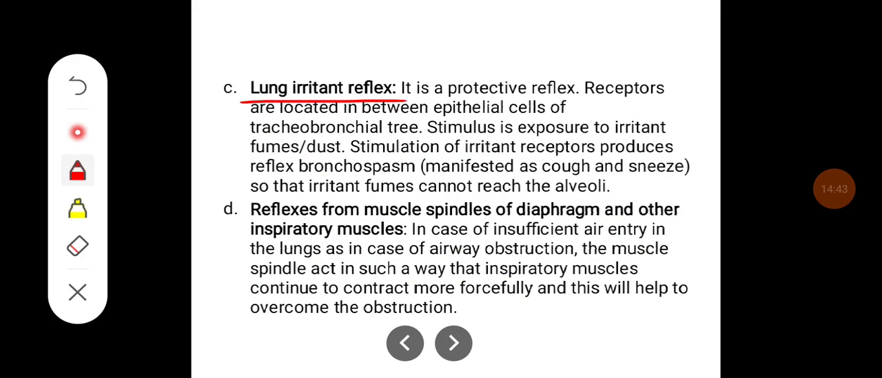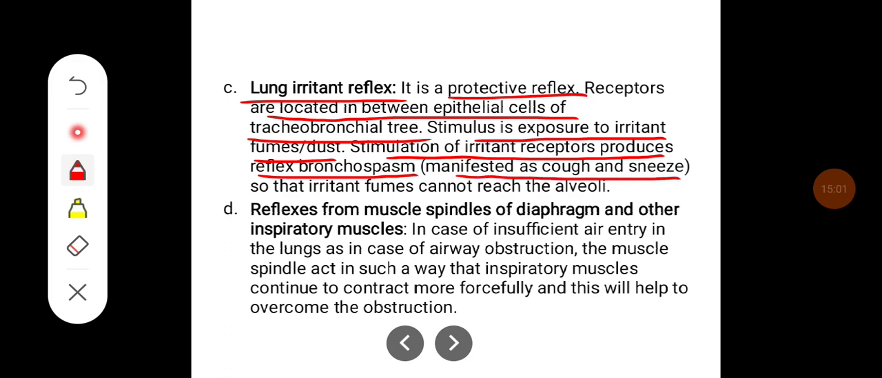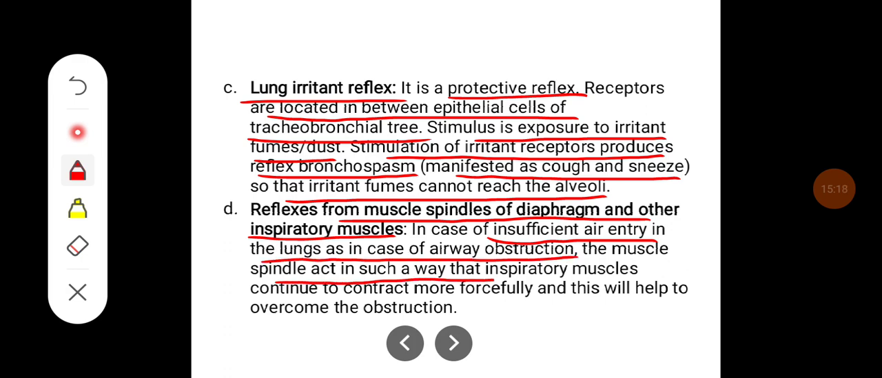Lung irritant reflex. It is also a protective reflex. Receptors are located between epithelial cells of the tracheobronchial tree. The stimulus is exposure to irritant fumes or dust, and stimulation of irritant receptors produces reflex bronchospasm manifested as cough and sneeze, so that irritant fumes cannot reach the alveoli. Then reflexes from the muscle spindle of the diaphragm and other inspiratory muscles: in case of insufficient air entry in the lungs, as in airway obstruction, the muscle spindle acts in such a way that inspiratory muscles continue to contract more forcefully, and this helps to overcome the obstruction.